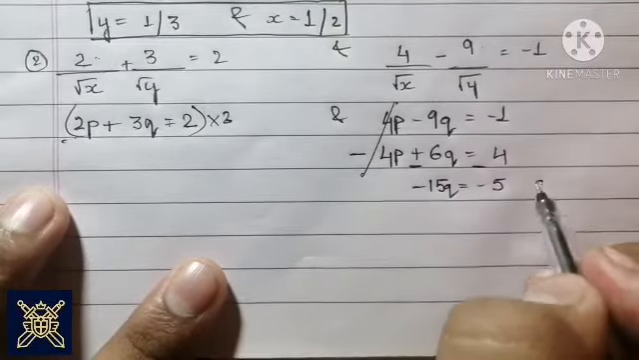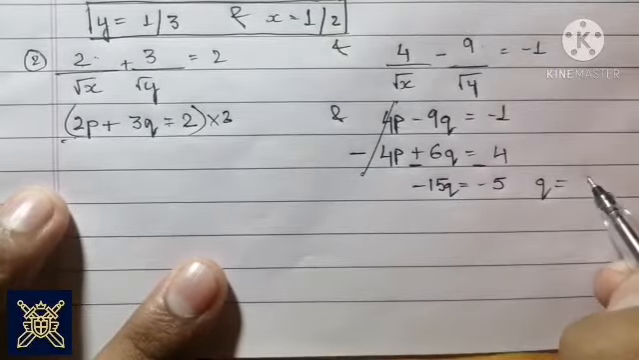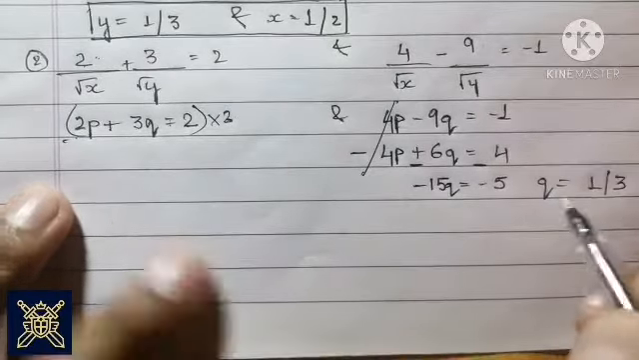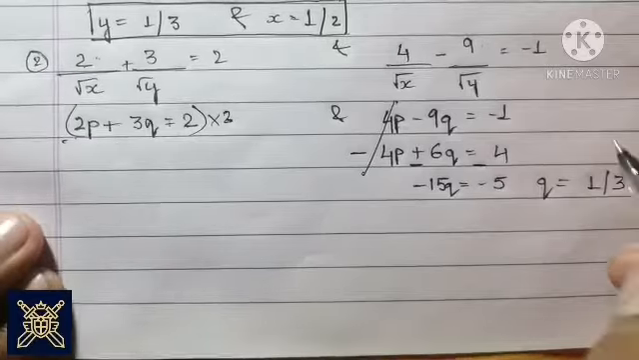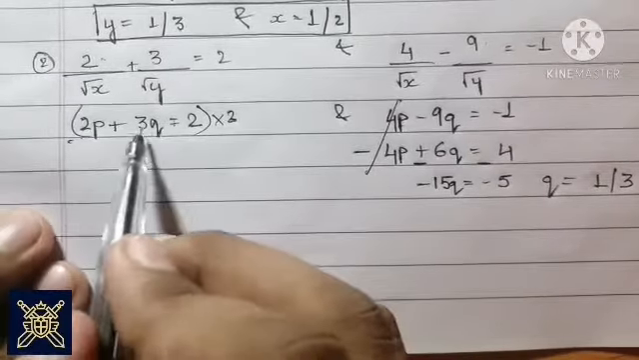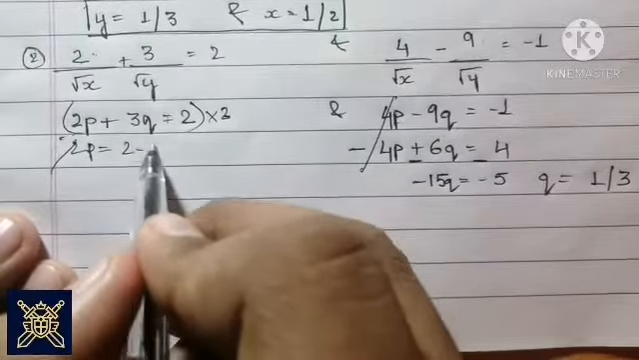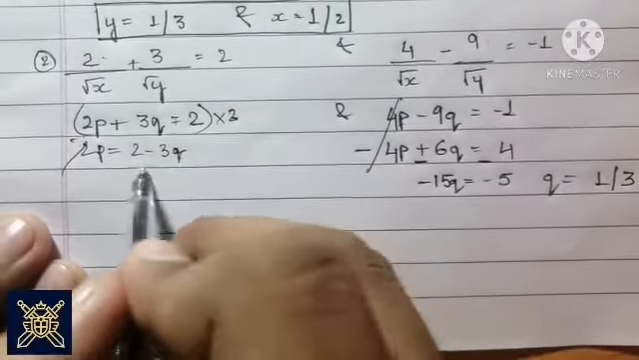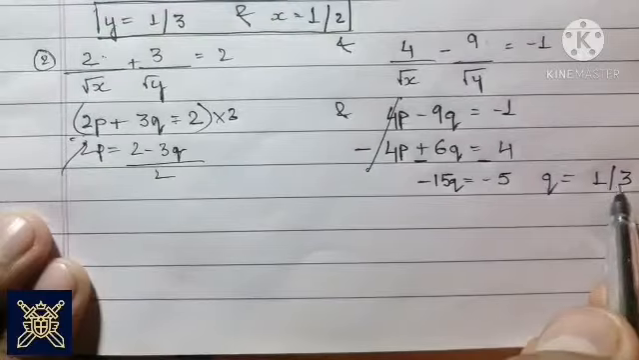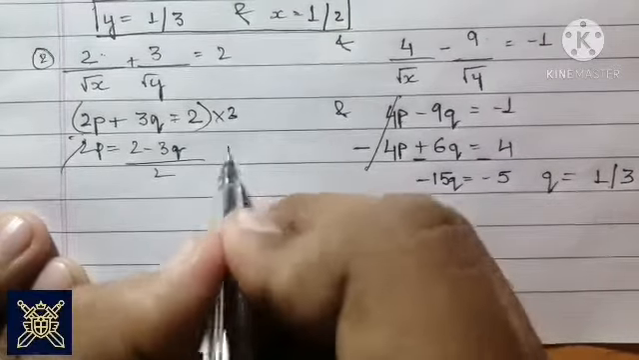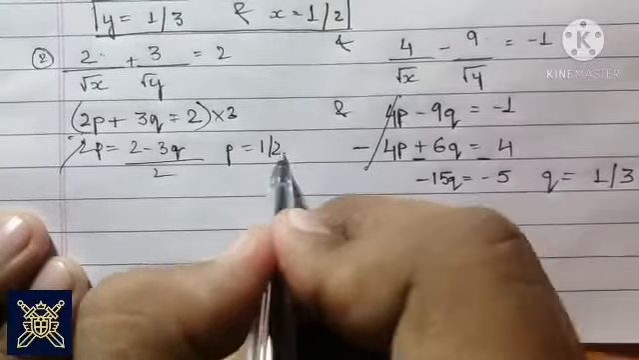So q is equal to minus 5 upon minus 15, that is 1 upon 3. So using this, q is equal to 1 upon 3, you can easily find the value. So here 2p is equal to 2 minus 3q, we will divide it by 2 also. So 2 minus 3q upon 2, q as we got 1 upon 3, so 3 into 1 upon 3 is 1. So 2 minus 1 is 1 upon 2. So p is equal to 1 upon 2.